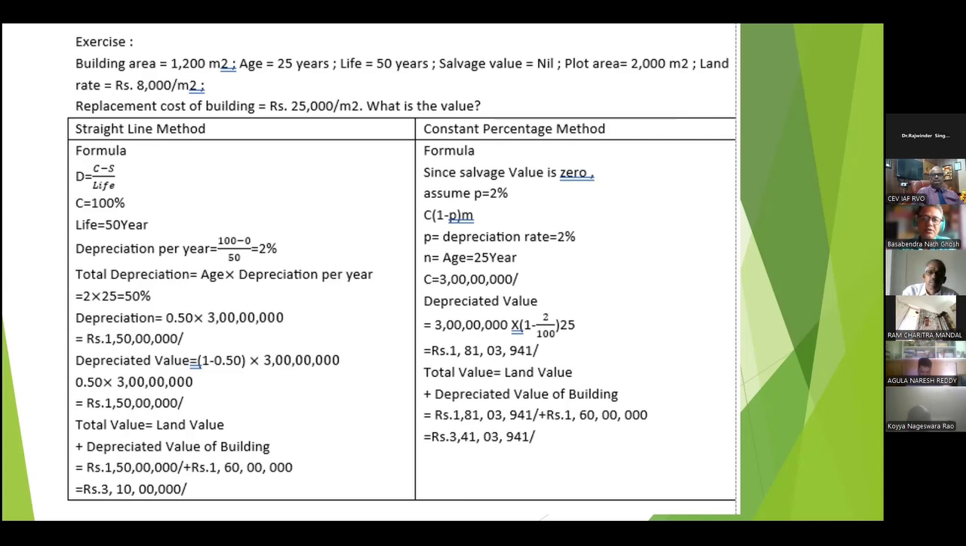So in this particular question, they're asking what is the value. That means it's the depreciated value. Value means total value, property value. Depreciated property value, right? Whenever you are talking about value, of course, you are talking about the depreciated value of the building, sorry. Total value is the depreciated value plus one other part of that value.